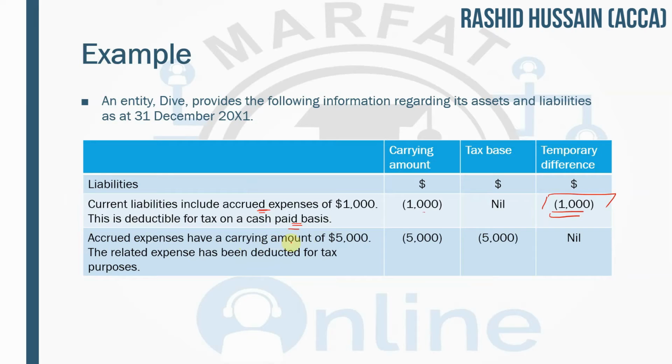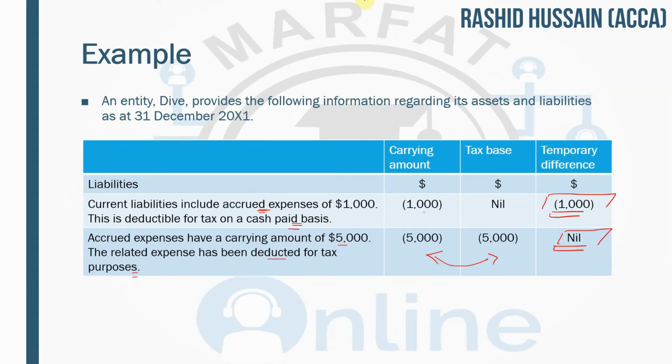Accrued expenses have a carrying amount of 5,000. The related expense has been deducted for tax purposes. So here the carrying value and the tax base are the same, so the difference is going to be nil. What you should understand right now is that temporary differences are calculated when you compare the carrying amount with the tax base.